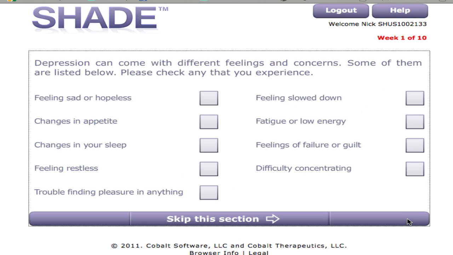Depression can come with different feelings and concerns. Some may be reflected in the list below. Please check any that you have.